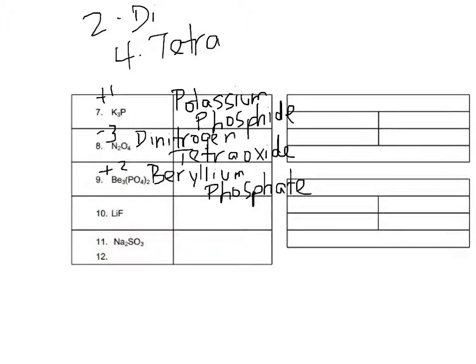Number 10, lithium makes a +1 charge. So we're not going to use prefixes, we just write the name of each ion. We'll have lithium fluoride. And number 11, another positive, no need for prefixes. We write the name of Na, which is sodium. The name of SO3, sulfite.